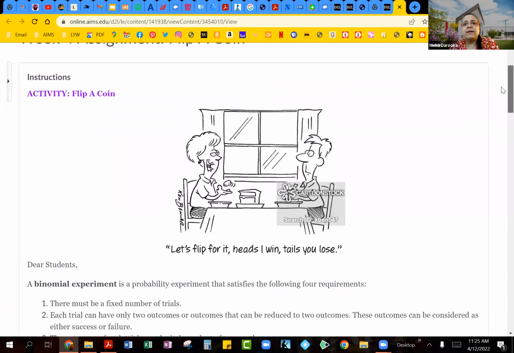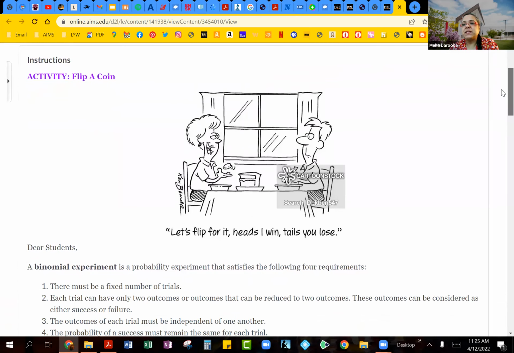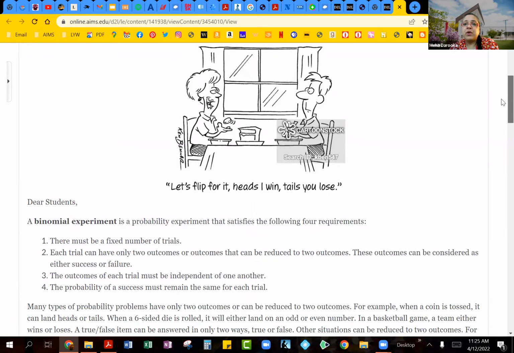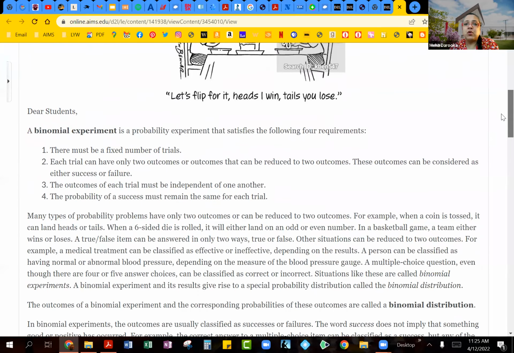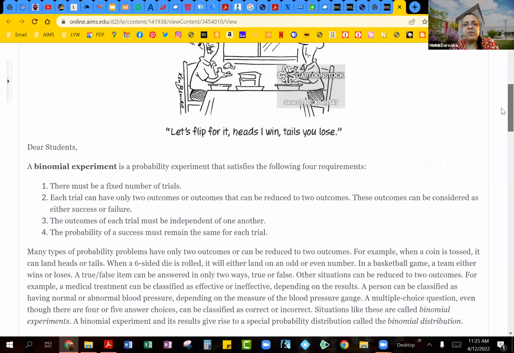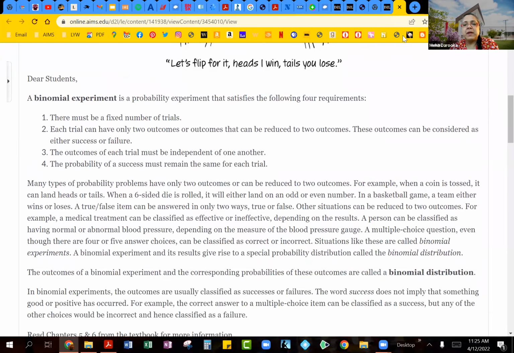Since our chapter for this week is focusing on probability, I wanted to do an activity based on probability. We are actually focusing more on the binomial probability distribution. So let's talk a little bit about this over here. When you're talking about a binomial experiment, there are certain rules that you have to follow for it to qualify as a binomial experiment.